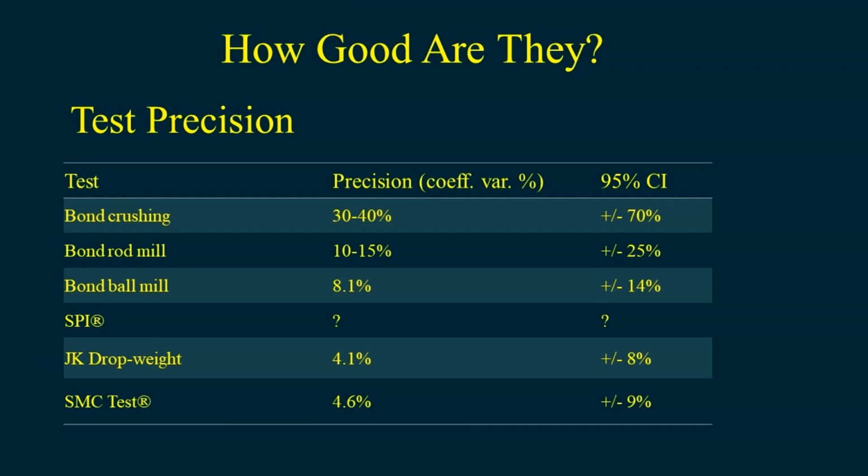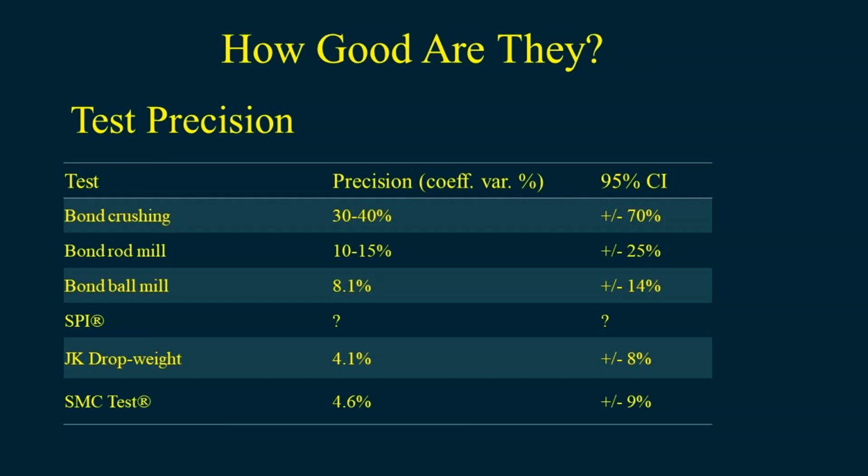So that's the band that the number could lie in. Well, that's not much better than a random number generator. So beware of doing a test like that because it has extremely poor precision. The rod-mill work index comes next, obviously a lot better.